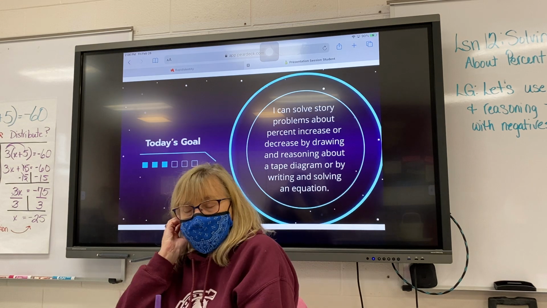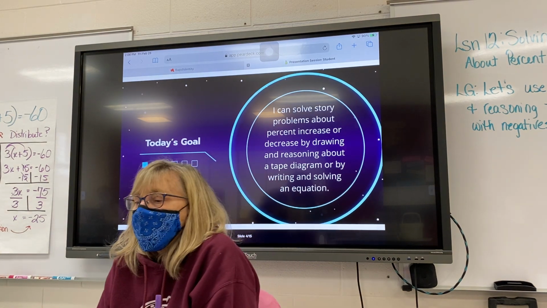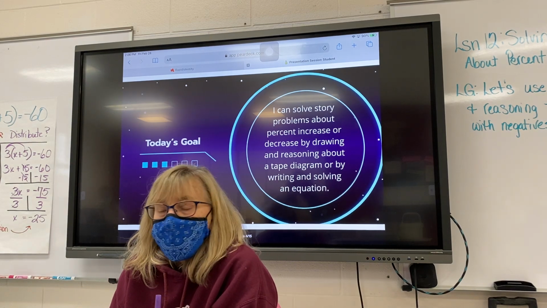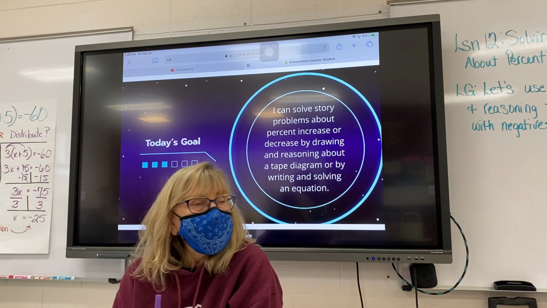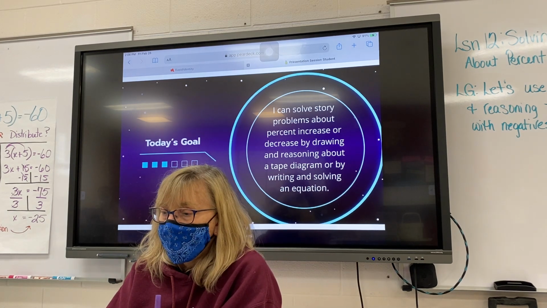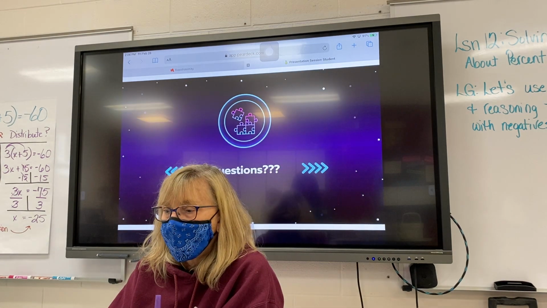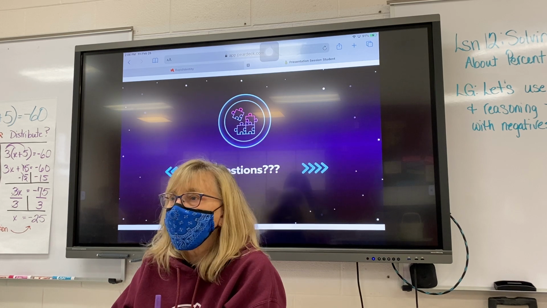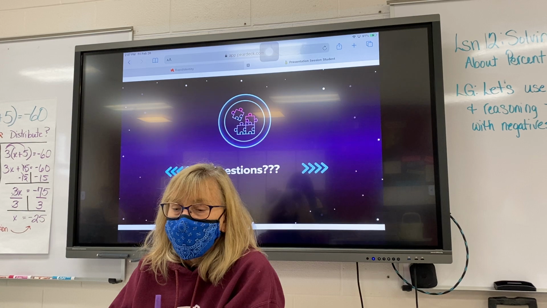By the end of today, you can solve a story problem that has either a percent of increase or decrease in it. And you can do that by drawing tape diagrams or writing and solving an equation. So that's what we're shooting for. Any questions about the problems from the slides? No? All right, well, I have one.